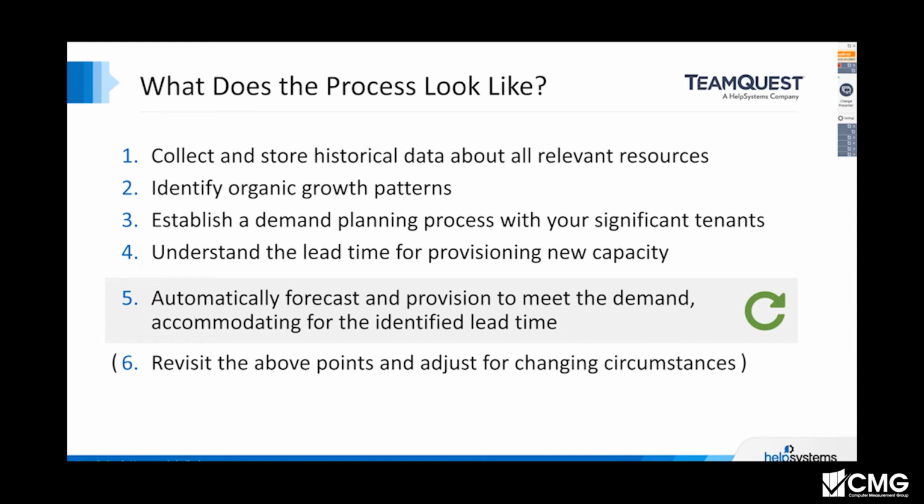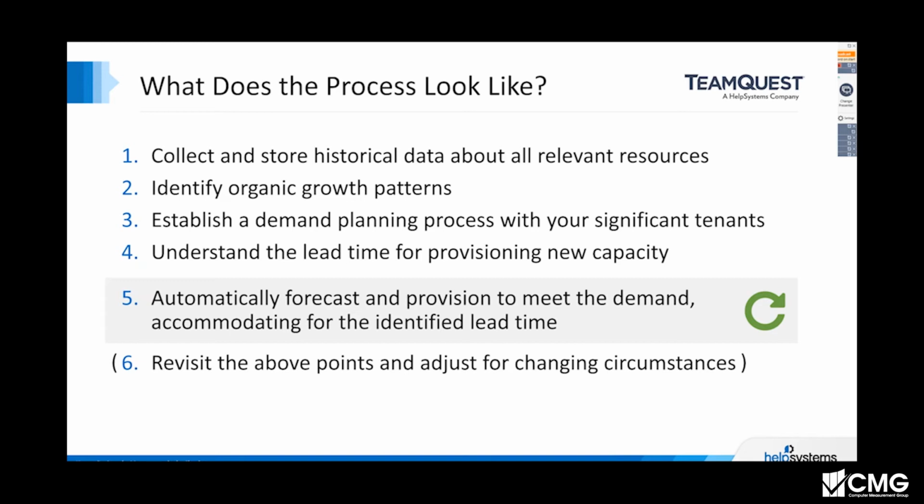You need to establish some sort of demand planning process with your most significant tenants. So if you have some larger tenants in your private cloud, you need to talk to them and establish this process of getting forecasts about future capacity needs. You also need to understand the lead time for provisioning new capacity. If it's your own infrastructure that you're provisioning, you need to understand the lead time and incorporate that into your planning process, of course.